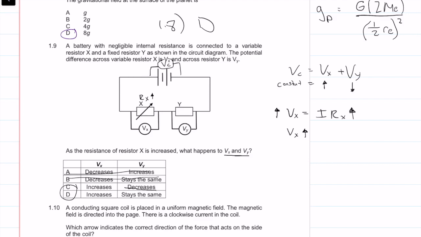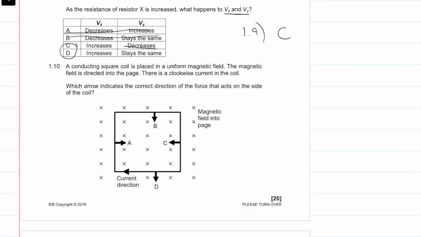Question 1.9, the answer is C. Okay, and the last question is, a conducting square coil is placed in a uniform magnetic field. The magnetic field is directed into the page, and there's a clockwise current in the coil. Which arrow would indicate the direction of the force that acts on the side of the coil? Basically we have a magnetic field into the page and the current is going clockwise around. So this is a theory question, so the answer would be D. The force would be towards you. So question 1.10 is D.